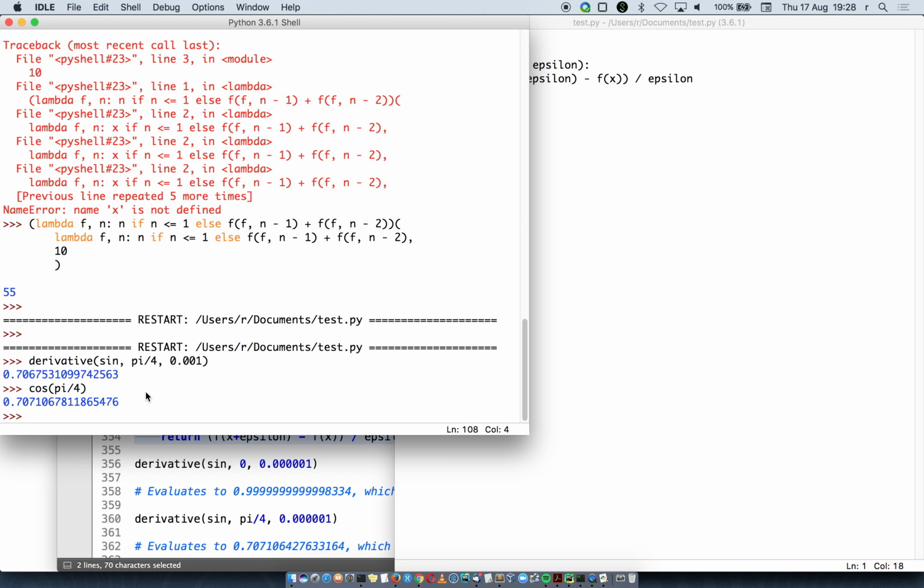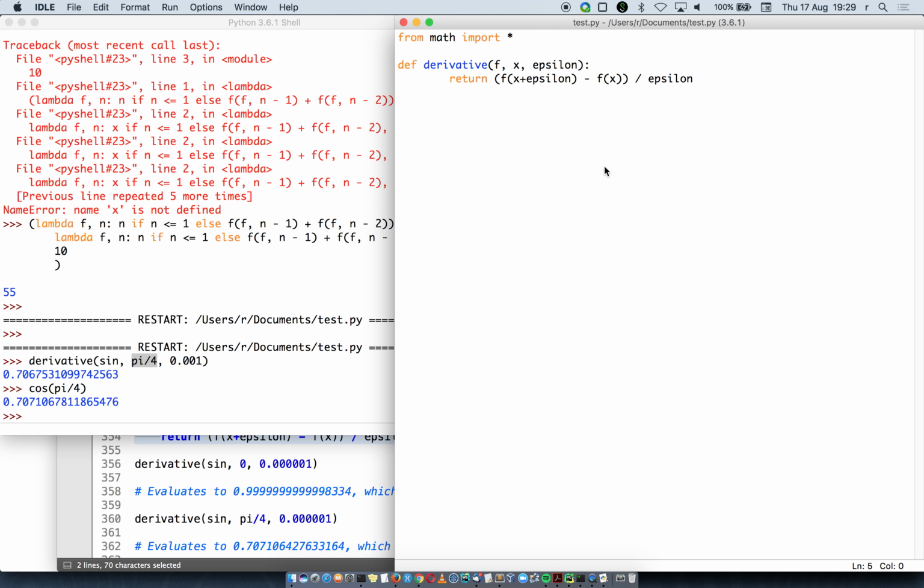But the question is now, we were saying that the derivative is a function. It's the function cos. But we have wrongly defined this derivative to accept the argument and return a value rather than a function. So how should we change this? I would like the derivative of sine to be cosine, not cosine of pi divided by 4. So what should we return here? Get rid of x. Get rid of x, good. So how do I get rid of this x?